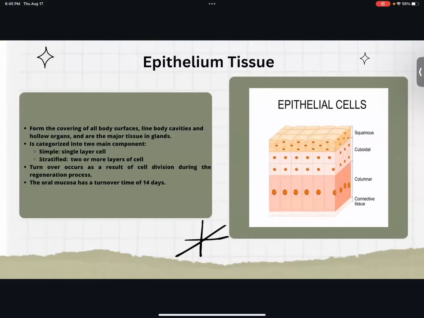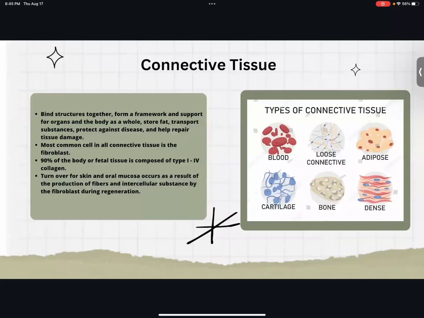This is a table of the tissue types. Epithelium tissue forms the covering of all the body surfaces, lining body cavities and hollow organs, and is the major tissue of glands. It is categorized into 2 main components: simple and stratified. Turnover occurs as a result of cell division during the regeneration process. The overall mucosa has a turnover time of 14 days.